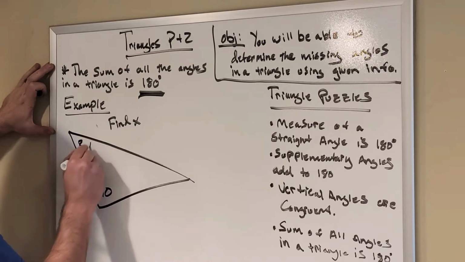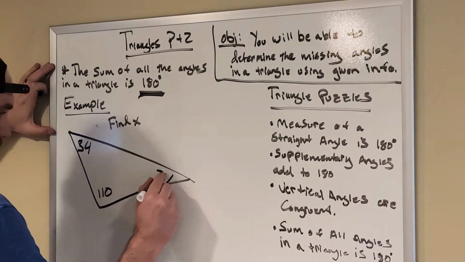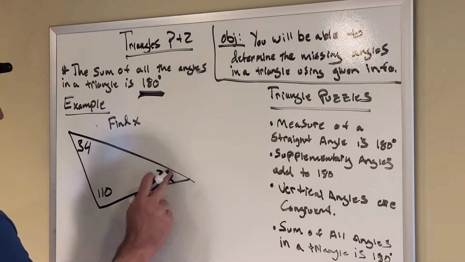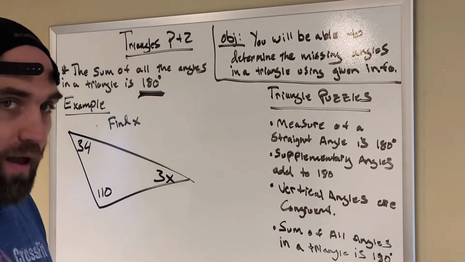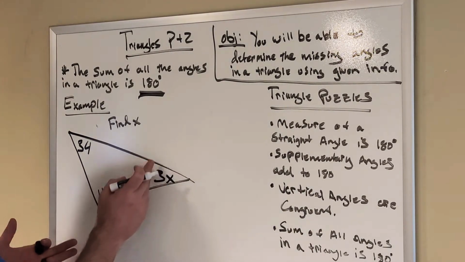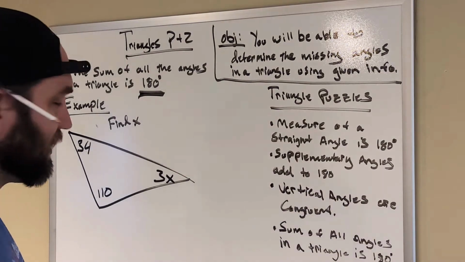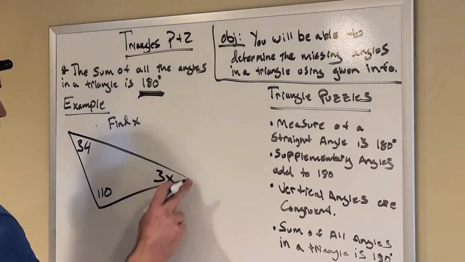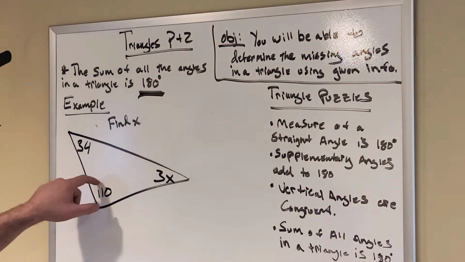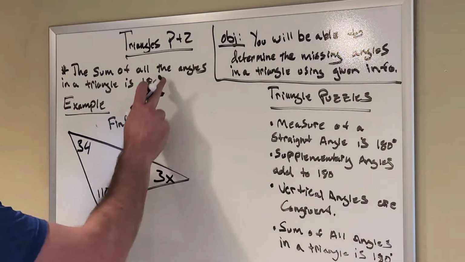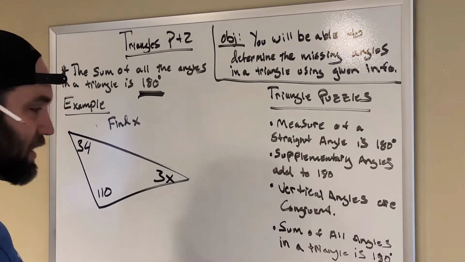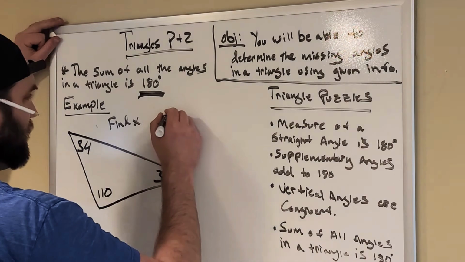110, 34, and then 3x. Okay, this one's a little different. My x actually isn't the degree for the angle. What it is, it's actually 3 times x that is going to give you the angle. So, what do I know about this? How can I set this up? Well, I do know that all 3 of these, if I add them together, are going to give me 180. So I'm going to create an equation out of it equal to 180.